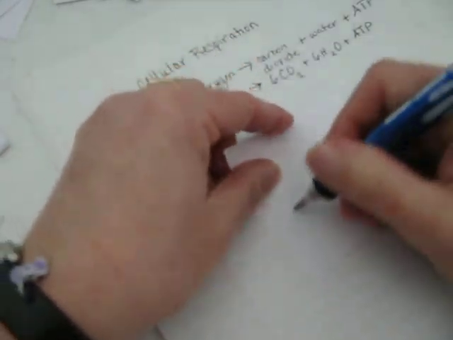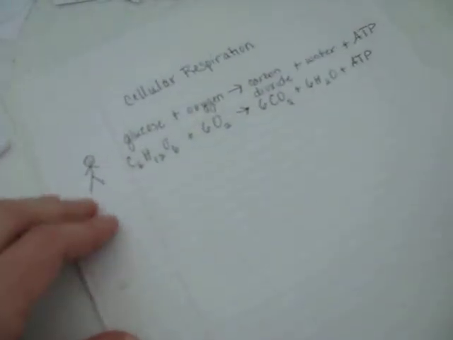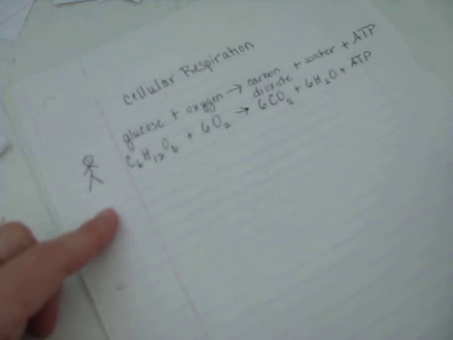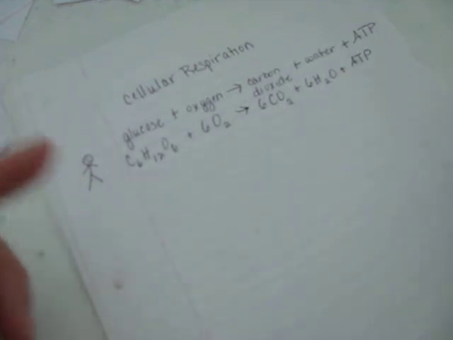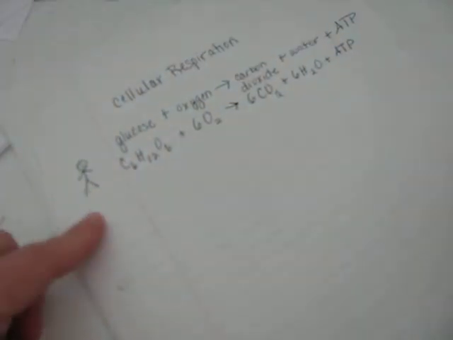And we'll do our arrow. The arrow always points the same direction in chemistry. Alright, so there's cellular respiration. Well, photosynthesis is just the opposite. The only thing that's different is the energy format.